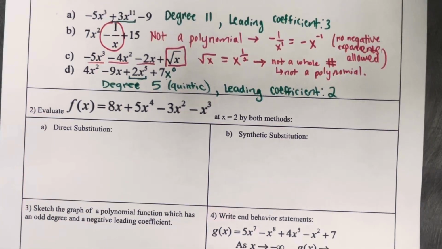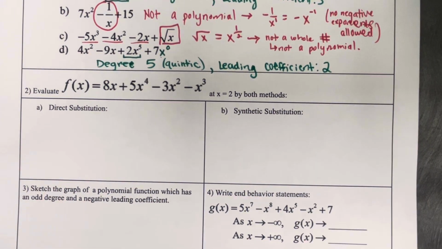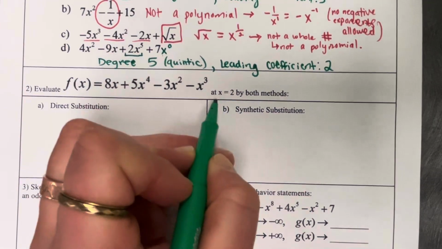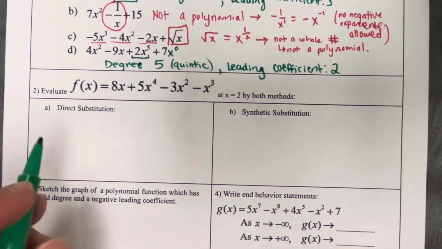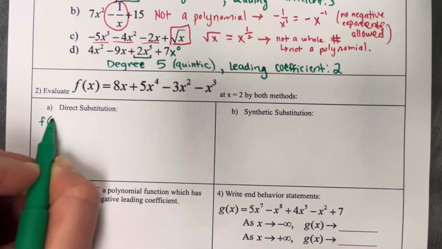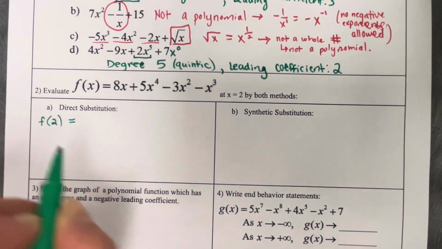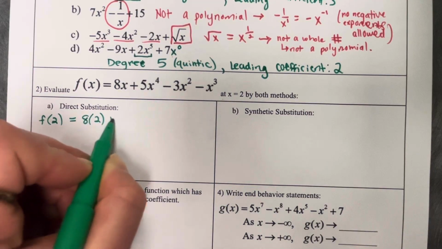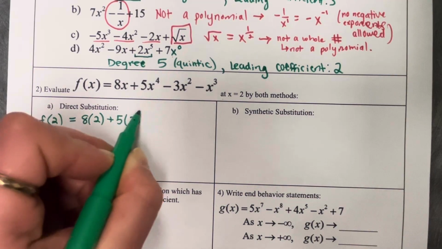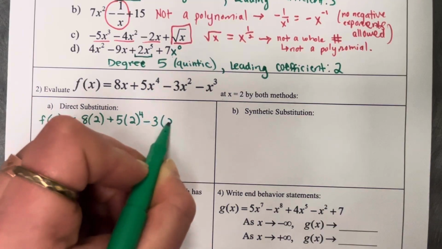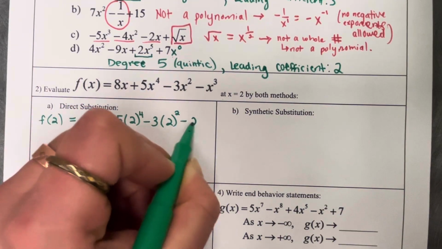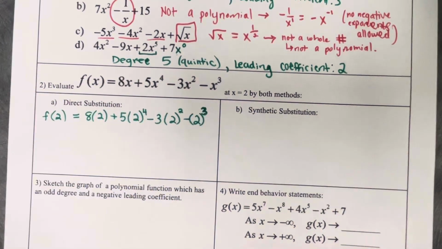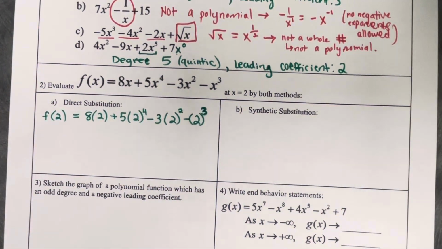Great. On to number 2. Evaluate with direct substitution first, then synthetic. And it's at x equals 2. So what we're going to do is plug in 2. That's what direct substitution means. This is the one we're used to. So we're going to plug in 8 times 2 plus 5 times 2 to the 4th minus 3 times 2 squared minus 2 to the 3rd. Remember, if that's a negative number, you do always want to put the negative in parentheses, but in this case, we don't have to worry about it.